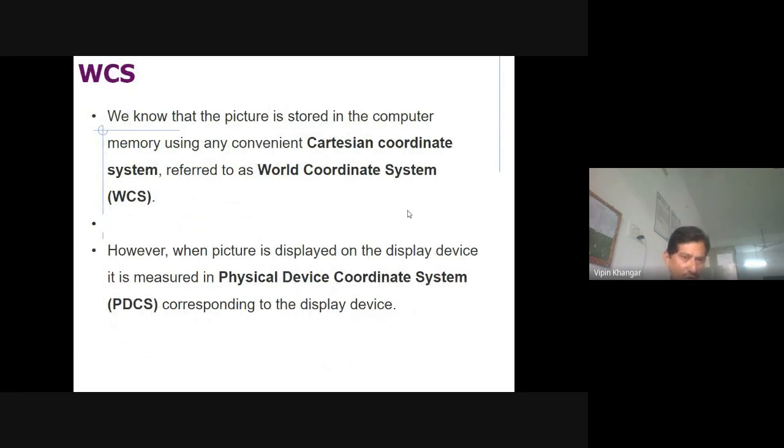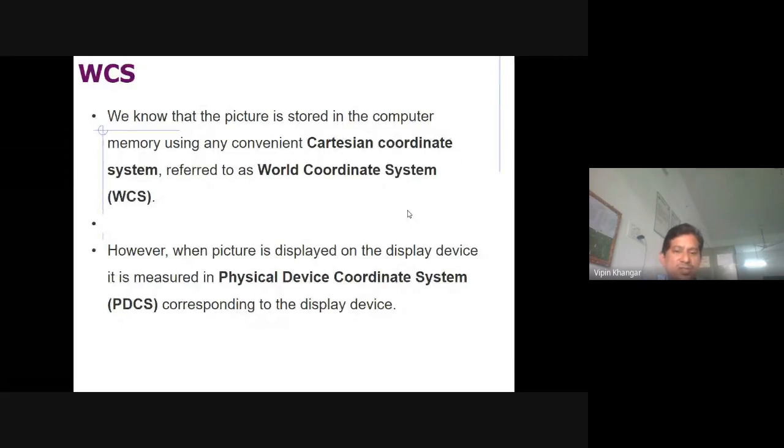Now, this is the World Coordinate System. WCS stands for the World Coordinate System. We are already using similar terminology, that is the Cartesian Coordinate System, CCS or CS. So basically, this is the Cartesian.